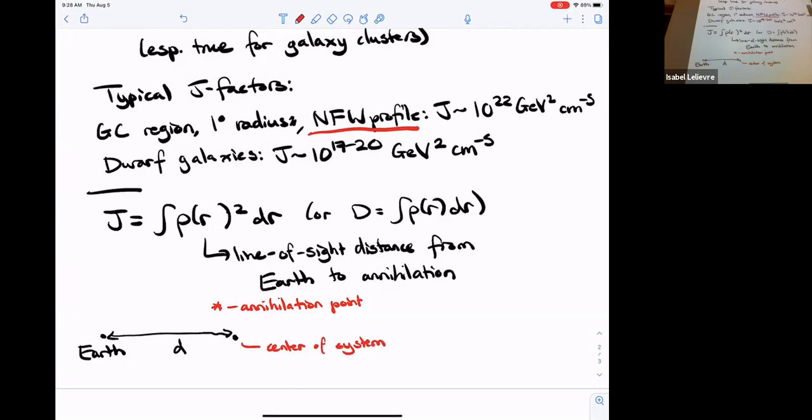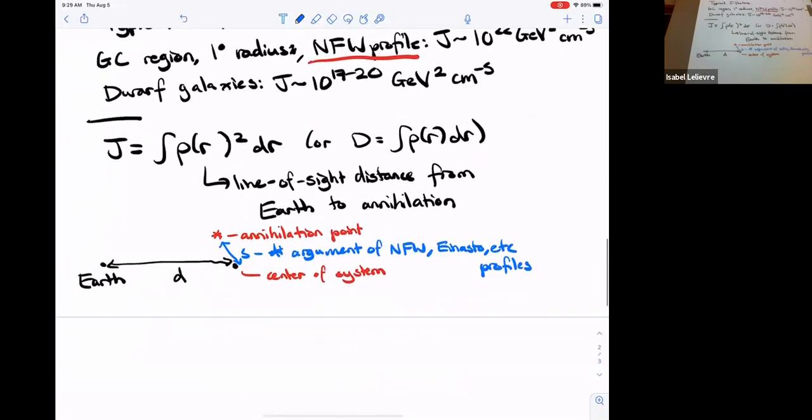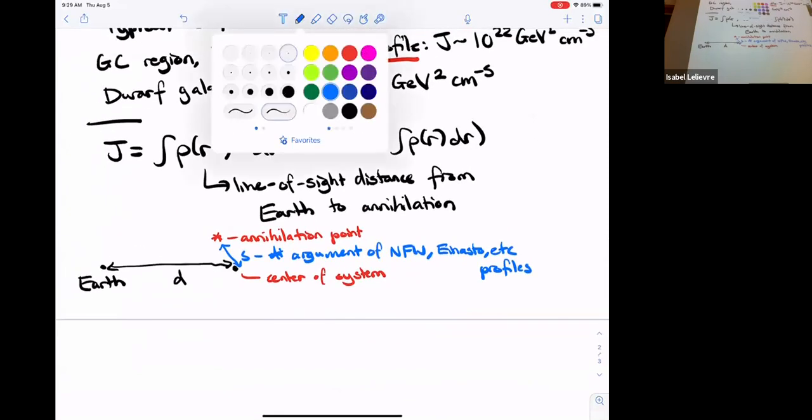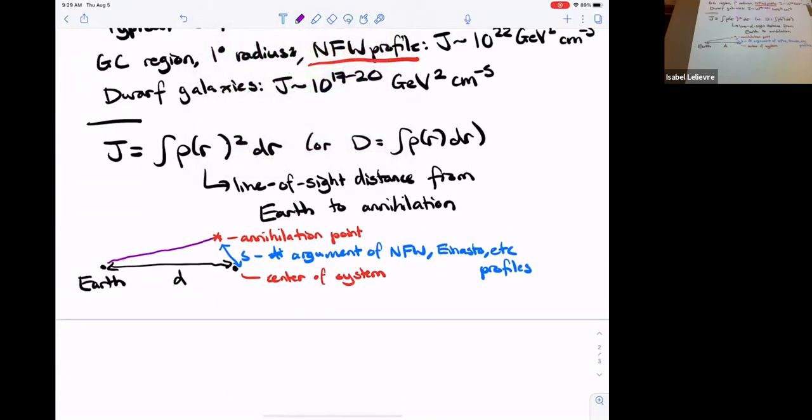So you want to know how to convert between this distance from the annihilation point to the center of the system. Let's call that S. This is the argument of NFW, etc. profiles. And this distance is the distance R that's appearing in our J factor integral.